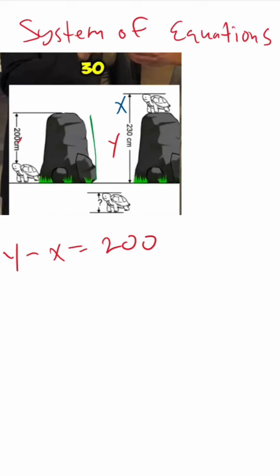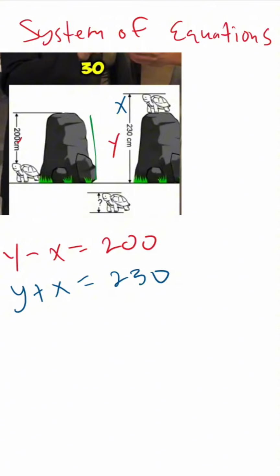All right, so let's continue. Over here in this diagram, we can see that the two heights are actually added together. So the height of the turtle and the height of the rock will give us 230. So I'm going to just say Y plus X is equal to 230. Okay, so now that we have our system of equations, we need to solve it.